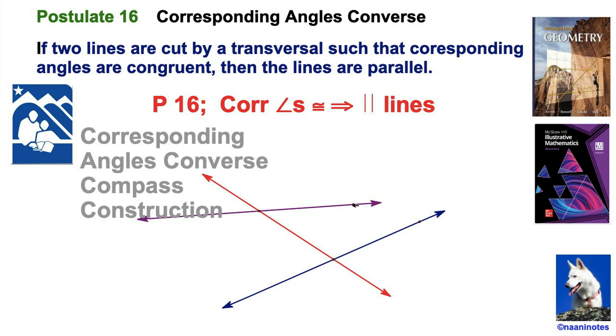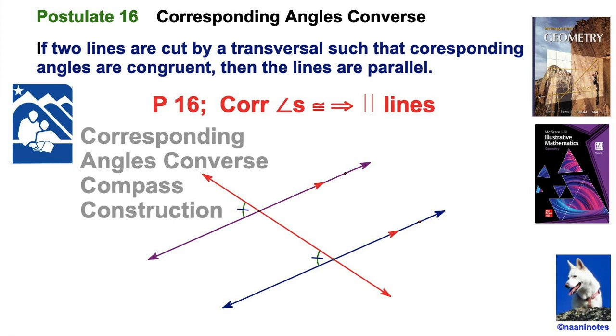I've got three coplanar lines here. I'm going to move them like that so that the purple and the blue are parallel. If they are parallel, the corresponding angles postulate states that the corresponding angles are congruent. Now, conversely, we know that if these angles are congruent, then we may conclude that the lines are parallel. That's known universally as the corresponding angles converse.